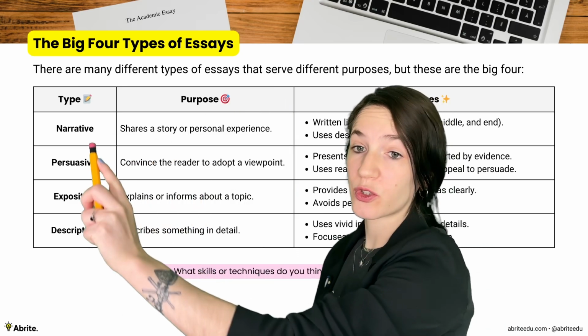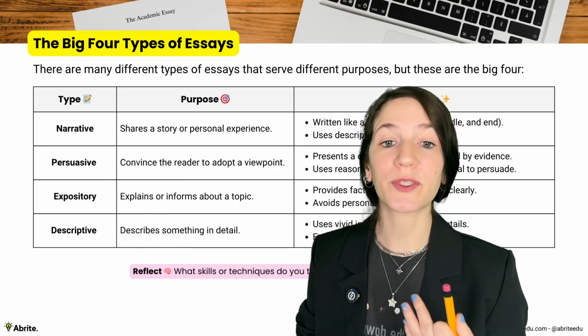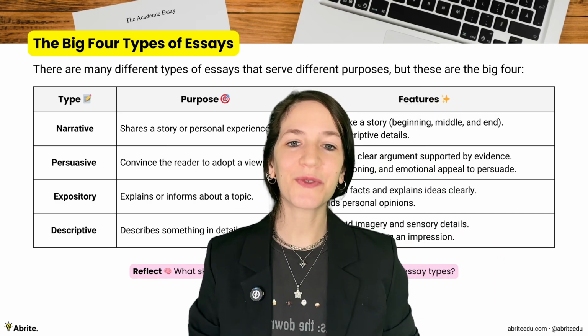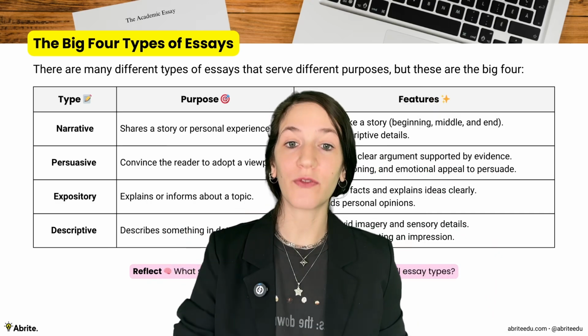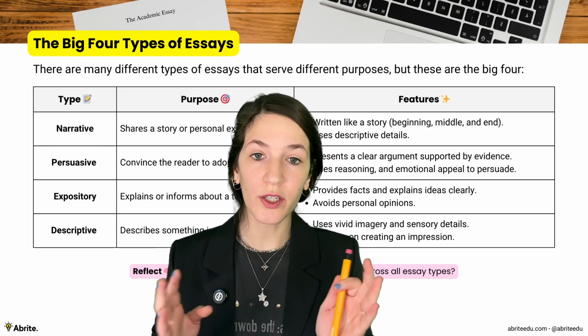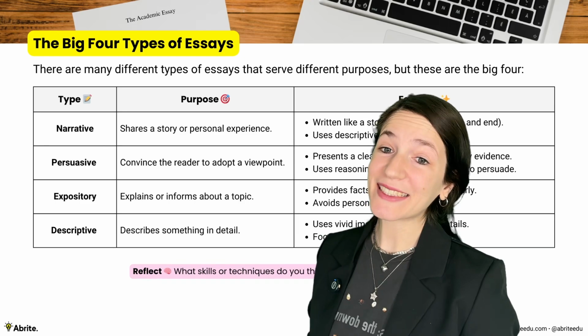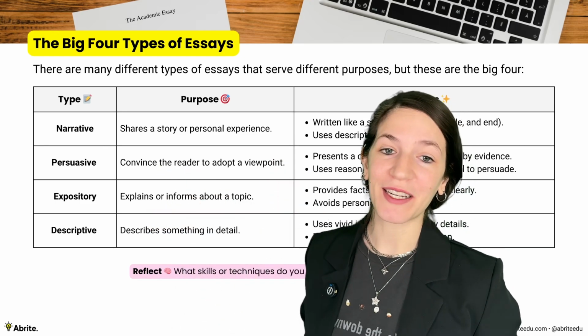Next up, we have a persuasive essay, and the purpose of a persuasive essay is to convince the reader to adopt a certain viewpoint. For example, you could write an essay trying to convince a reader of the benefits of reading books. This kind of essay is focused on making good arguments through evidence and reasoning, and sometimes even emotional appeal. And this is the kind of essay we're going to be focusing on in this series.